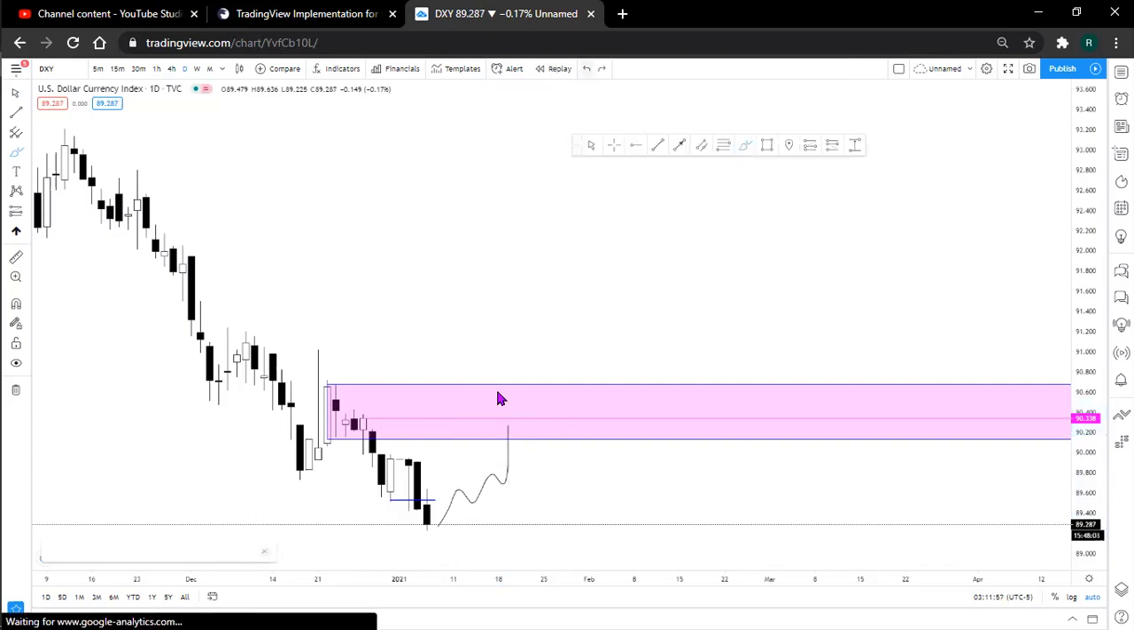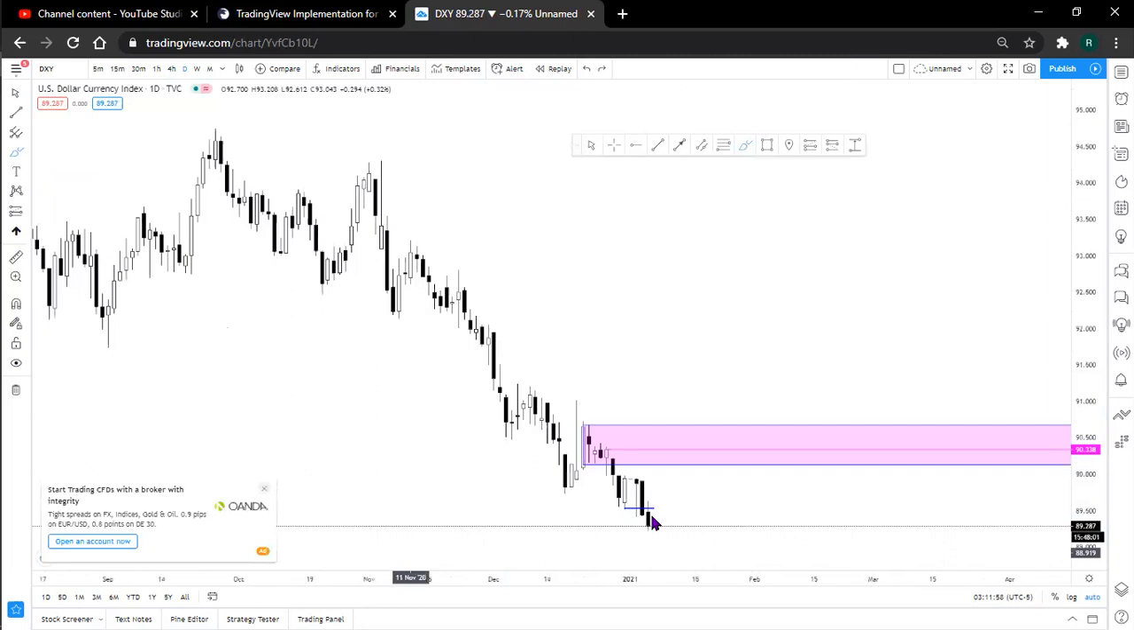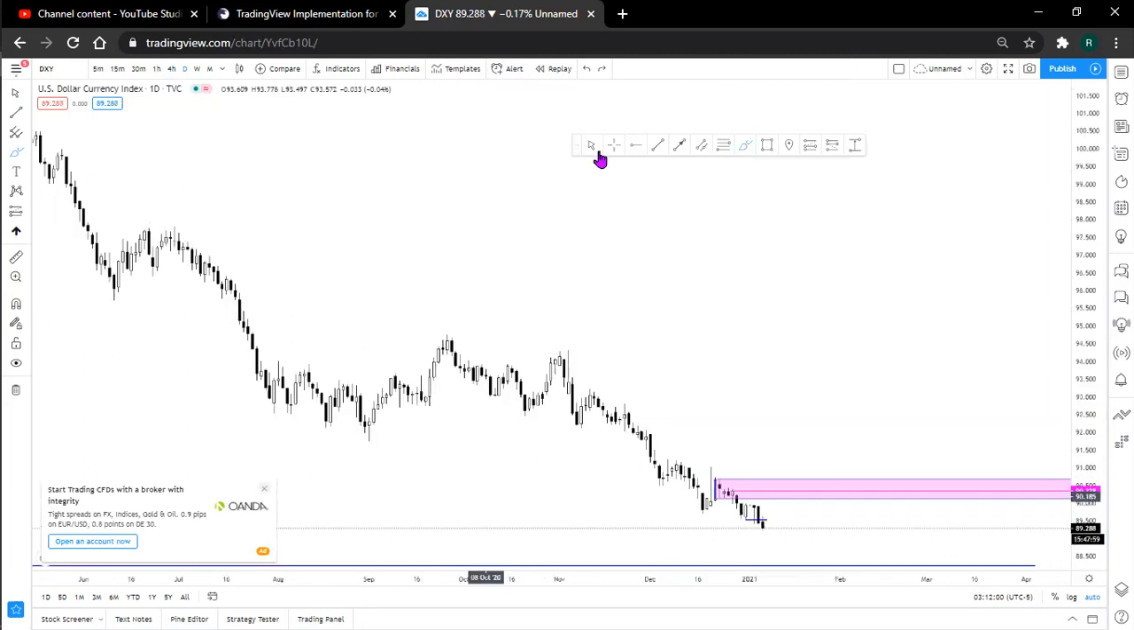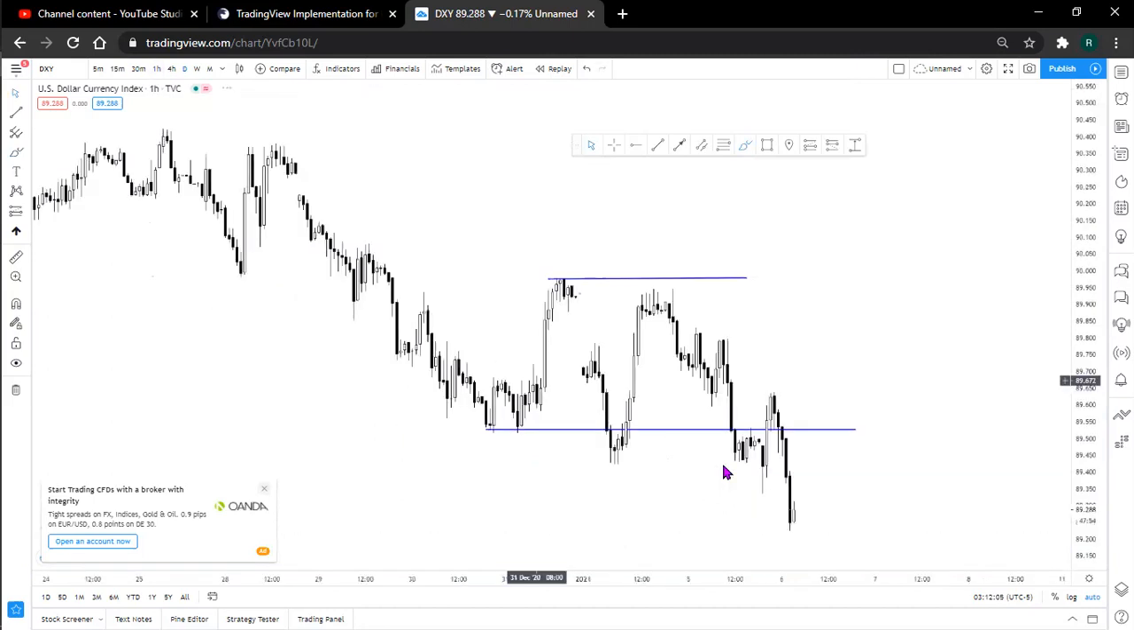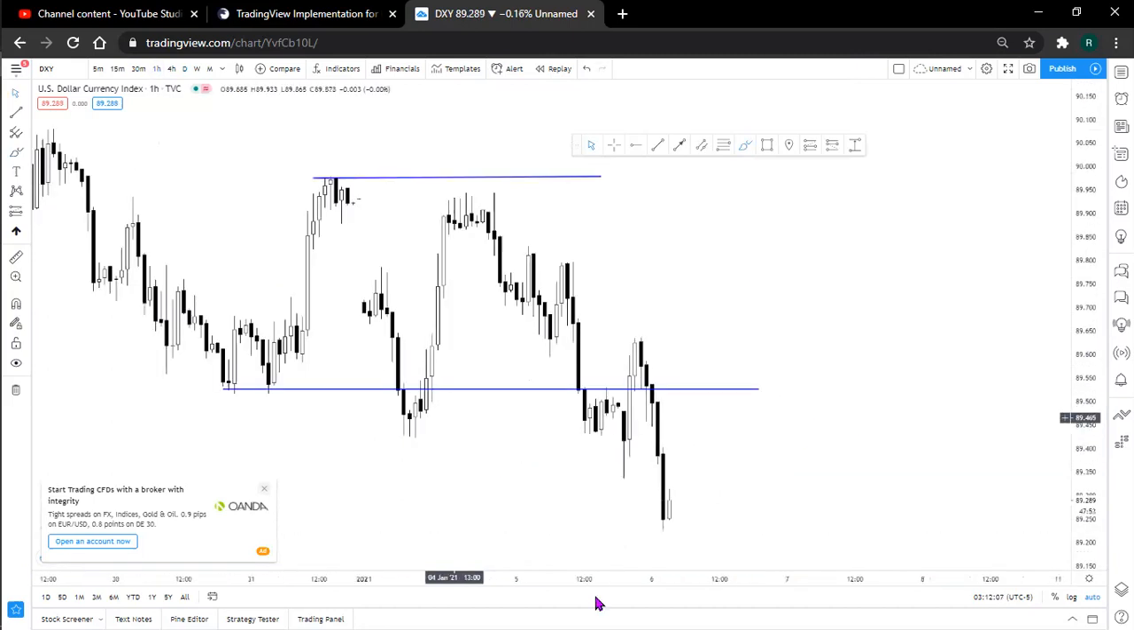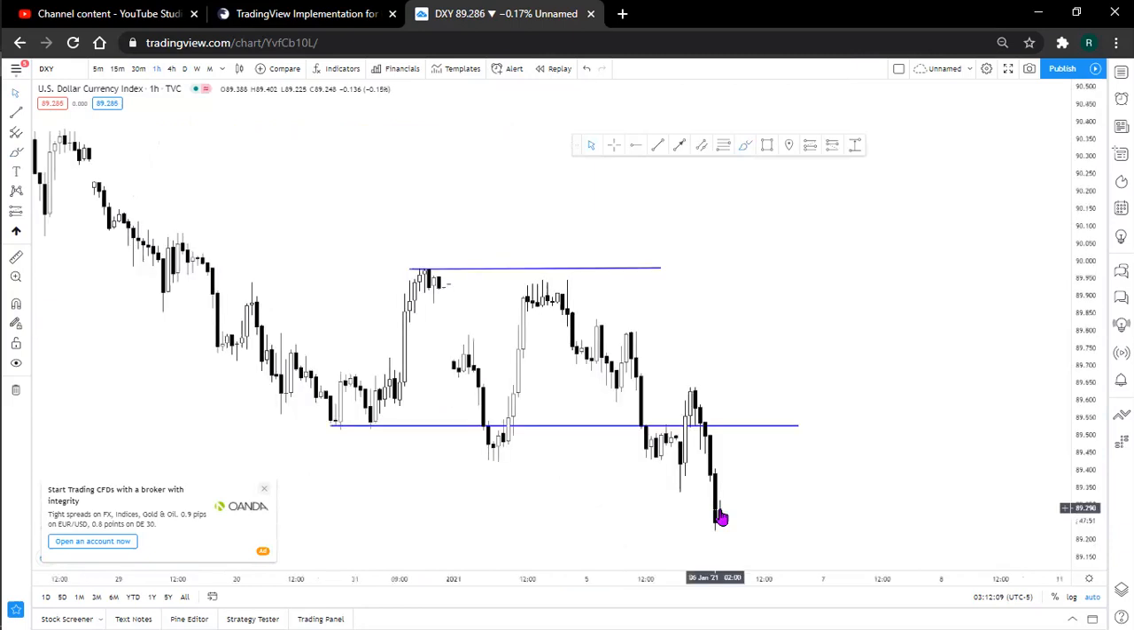So in this instance, obviously you need to identify a significant level on the daily time frame, and then perhaps drop down to the lower time frames like your 1 hour or 4 hour and look for your confirmations at that specific level.